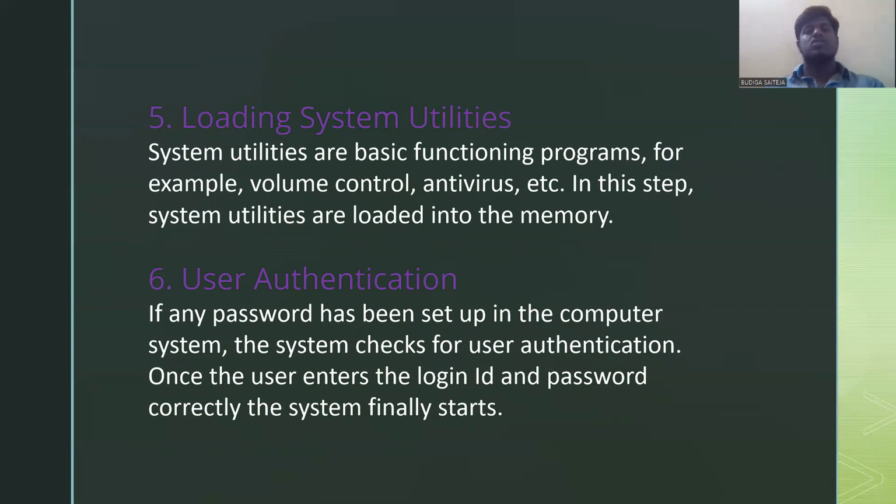And the sixth one is user authentication. If any password has been set up in the computer system, the system checks for user authentication. Once the user enters the login ID and password correctly, the system finally starts. User authentication protects the system from any person who doesn't belong to us. He is not able to enter our system to check our data. It asks for the authentication which we have kept, like a password or login ID. If we enter it correctly, the system finally starts running smoothly.